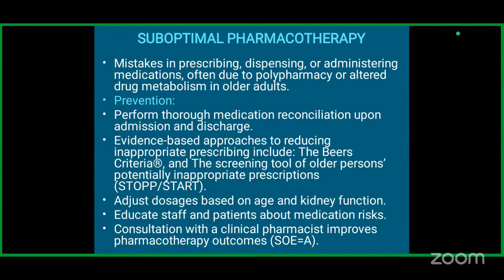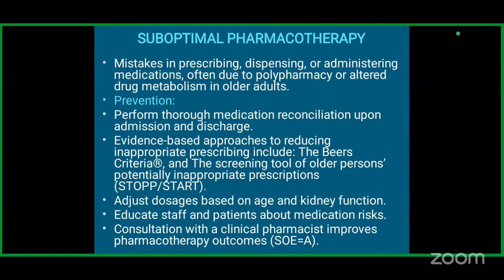STOPP stands for Screening Tool of Older Persons' Prescriptions. It's somewhat similar to the Beers criteria. It identifies potentially inappropriate medications similar to the Beers criteria, but with more details. START stands for Screening Tool to Alert to Right Treatment. It highlights under-prescribing by identifying conditions that would benefit from evidence-based treatment, such that if you have somebody with cardiac disease, he will benefit from statins, so you should prescribe statins.